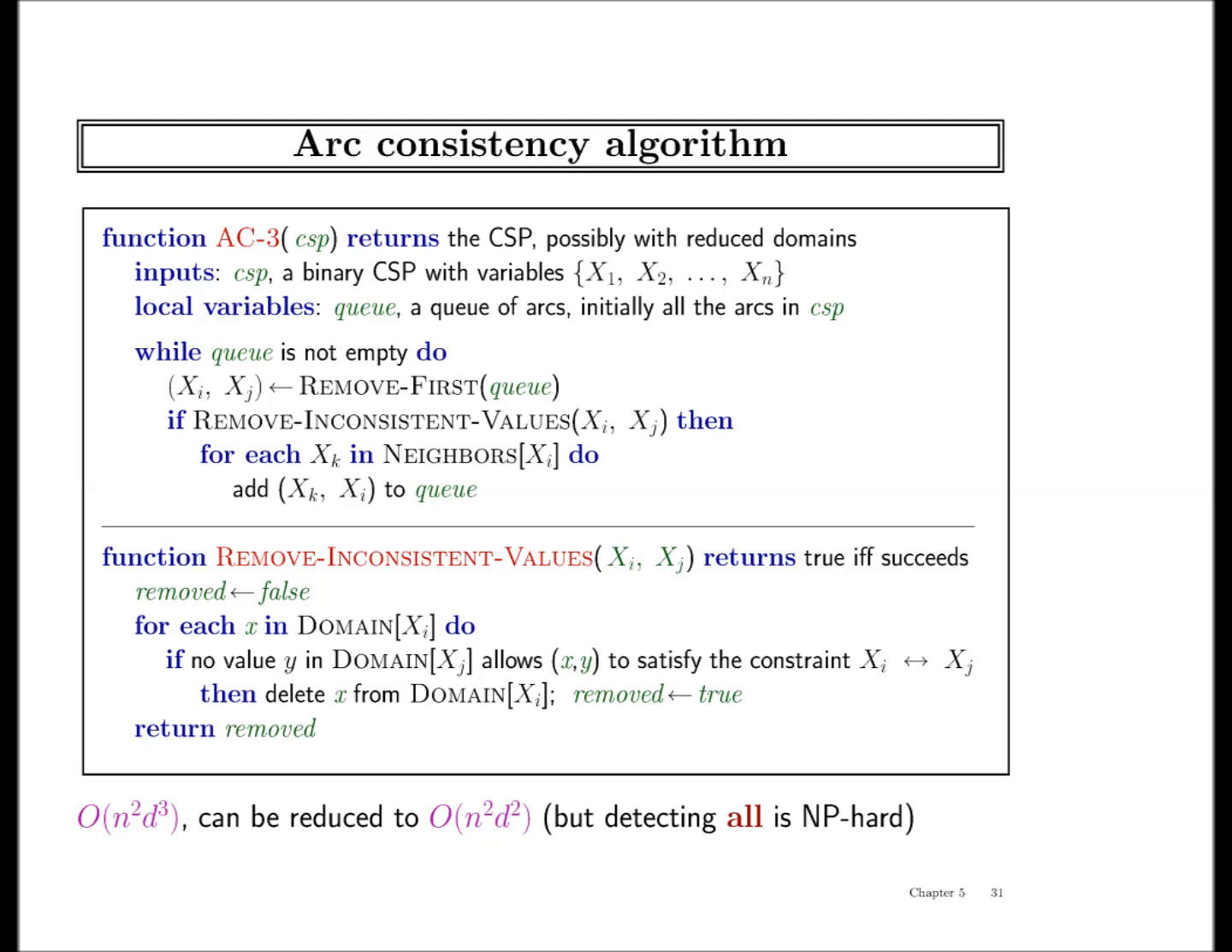Because for x to y, I remove one value of x, I remove more values of x, so basically each arc gets done about d times for each value of x, and therefore the higher level argument becomes n squared d.